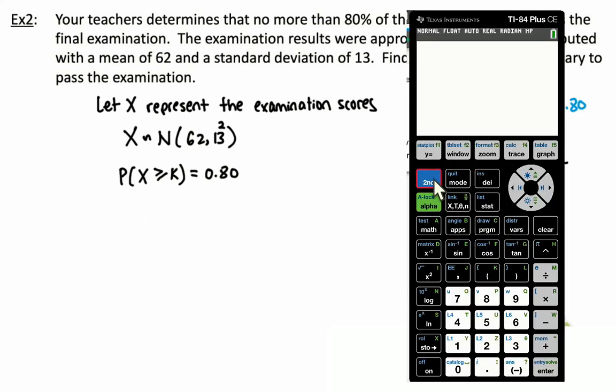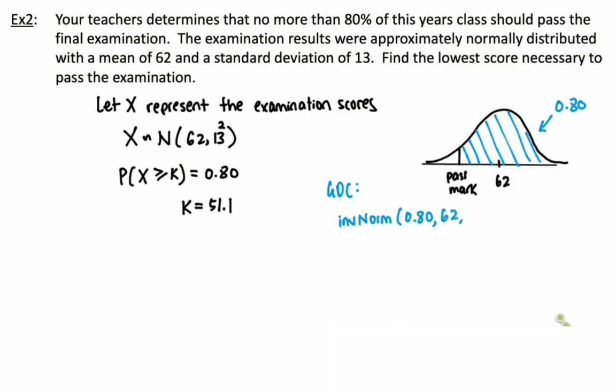Now let's go into our calculator. We will select second distribution to go into our distribution menu, inverse normal, enter an area of 0.8. Our mean is 62. Our standard deviation is 13. Here we need to select the right tail, paste our value, and we obtain a k value of 51.1. Here are those GDC steps.